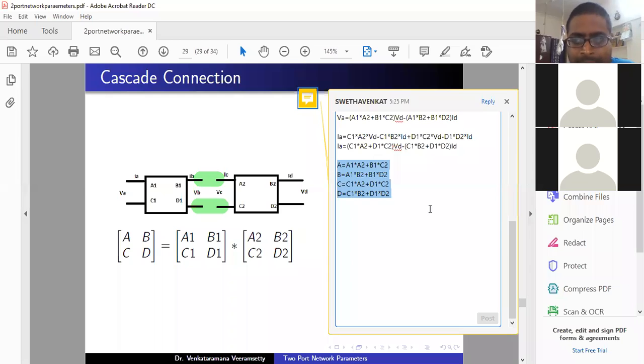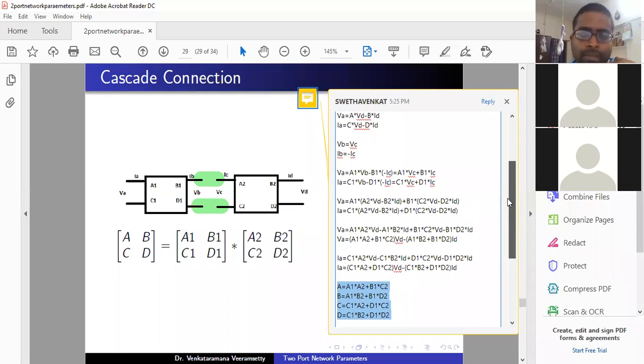We are four minutes away, so I am trying to summarize. I hope you understand this complete derivation. In today's class, we discussed the cascade connection of two two-port networks. Let's assume we have two two-port networks having the ABCD parameters A1, B1, C1, D1, and A2, B2, C2, D2. These two-port networks are connected in a cascading way. Cascading means the output port of the first two-port network is connected to the input of the second two-port network. That is called a cascade connection.